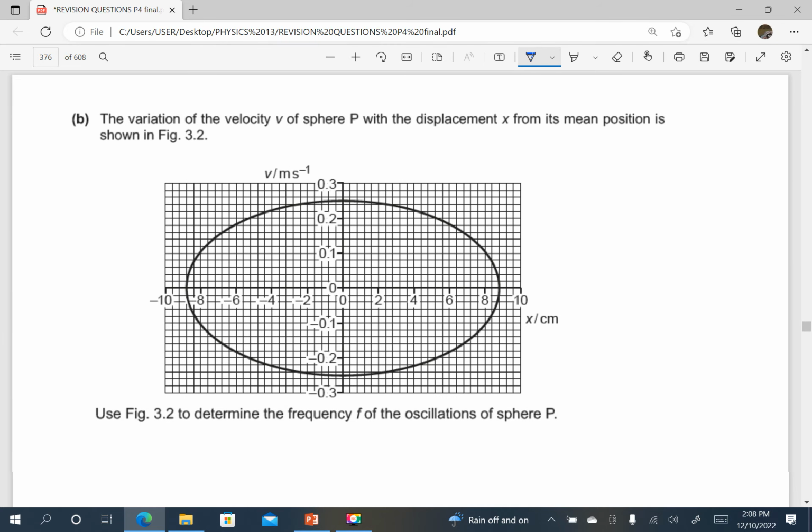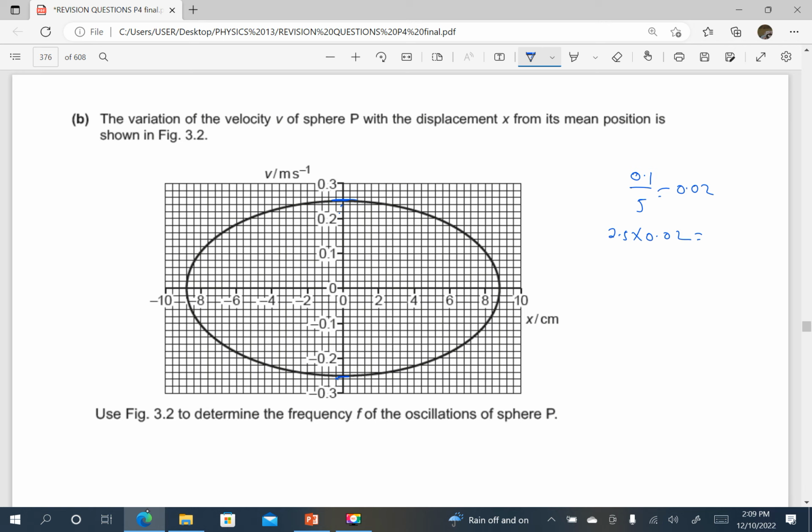Okay. The variation of the velocity v of a sphere P with the displacement x from its mean position or equilibrium position is shown here. So still on this graph, before we go any further, we can see a few important things. Number one, we could see the maximum velocity is somewhere in the center here. We can see the scale on the vertical is 0.1 divided by 5 small squares, that is 0.02. One small square is 0.02. Now this circle is passing in the center of the square, 2.5. So we say 2.5 times 0.02 to get the maximum velocity.